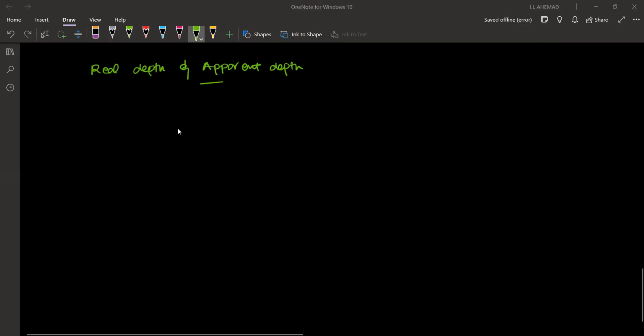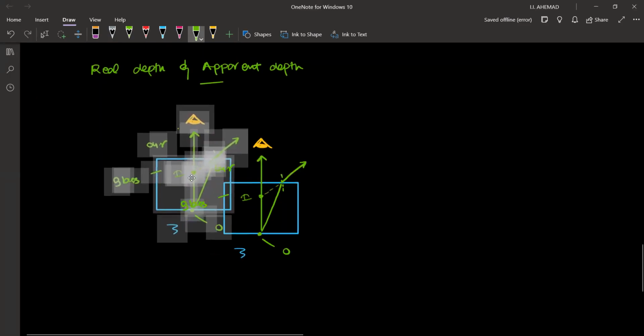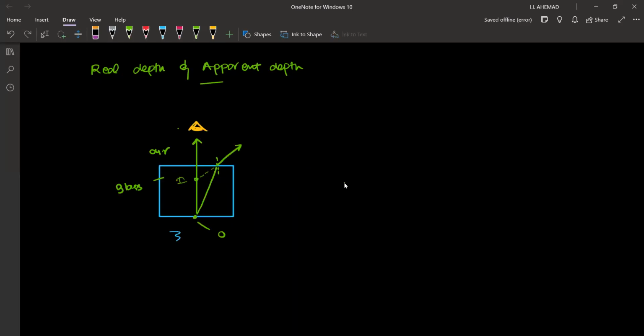So again, we have the same diagram. We have the object right here. What is the real depth? Real depth is the real thickness of this block. This is the real depth. Let's take it as H naught or H object, HO. But when you look from above, do you see the object or do you see the image? You actually observe the image only. So image is observed at a certain distance, HI.